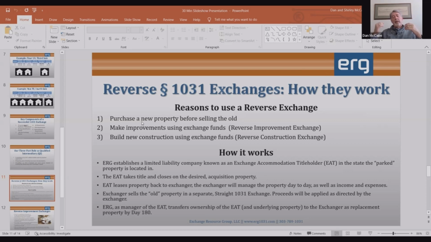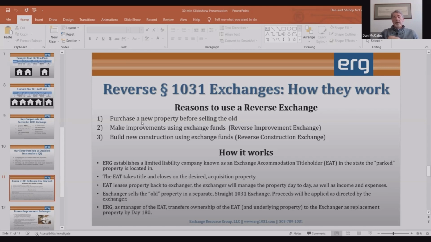Okay. And so what I'm going to branch off into now are reverse exchanges. And reverse exchanges basically allow you to purchase or modify a new property either before or after you've sold an old property.